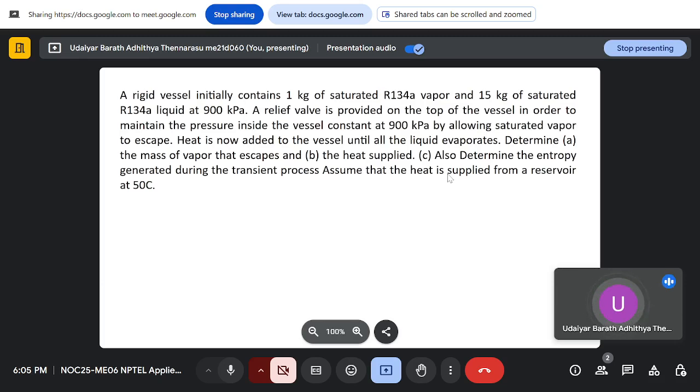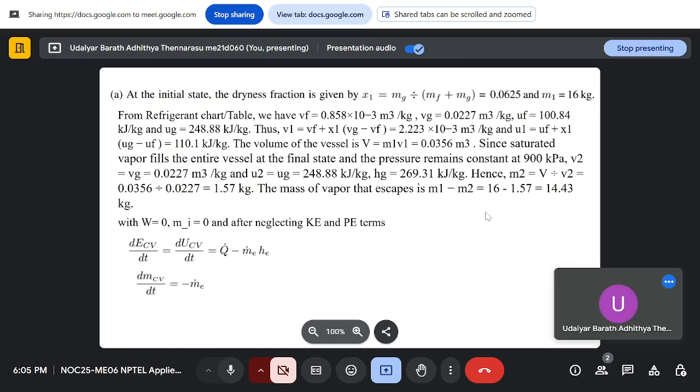And also for this process we need to find out the entropy generated. So we'll see how to solve this. First, we'll calculate the dryness fraction. Initially we know there is 1 kg of vapor and the total is 16 kg. So 1 by 16 will give 0.0625, and from the chart we can find out that the specific volume of liquid and specific volume of gas for 900 kilopascal are 0.858 into 10 power minus 3 and 0.0227 meter cube per kg respectively.